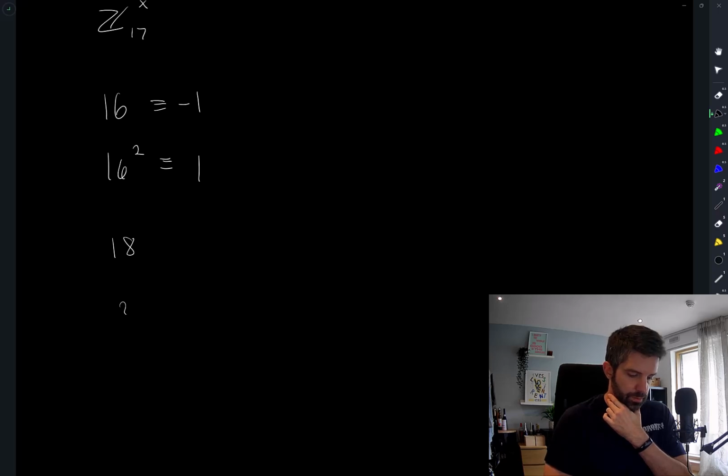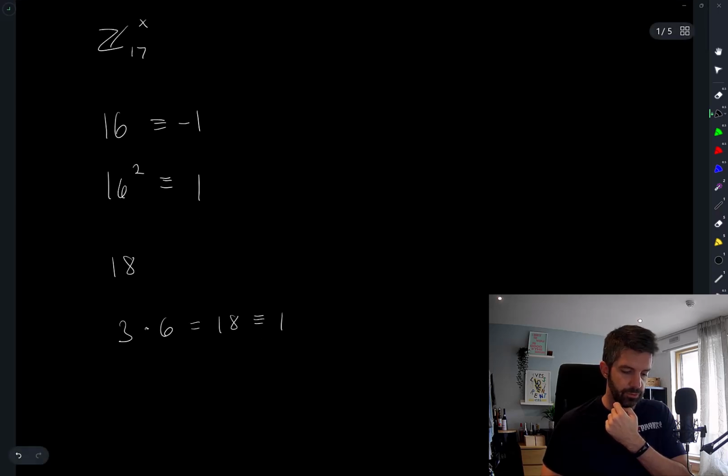Okay, well, 3 times 6 is equal to 18, which is equivalent to 1. So doesn't this mean that 3 and 6 are both units? And so then doesn't this immediately mean that the correct answer is either A, none, or, oh, it can't be E. Yeah, it cannot be E or D. Okay, yeah, 3 and 6 are both units.